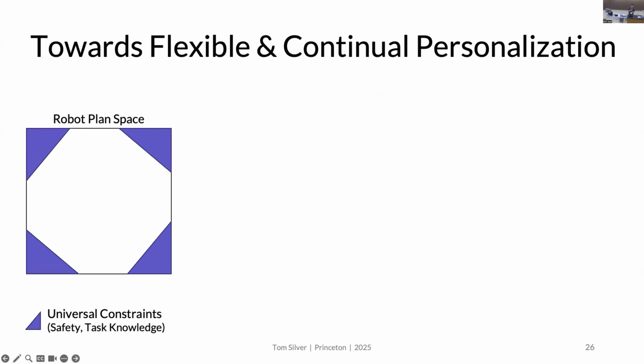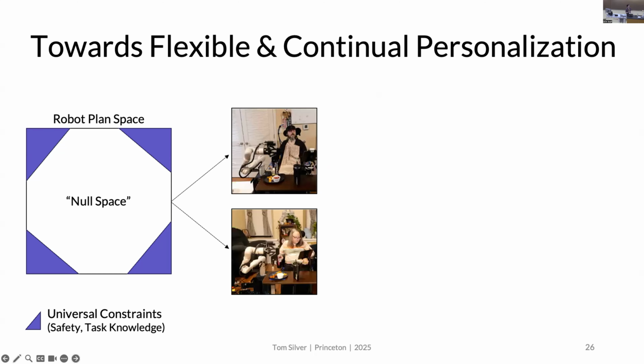So we need to introduce some universal constraints that enforce safety, like don't collide with stuff that you're not supposed to, and task knowledge, like maybe you tell the robot through constraints that if it wants to pick something, here's how it should do that. If it wants to move, here's how it should do that. So these are all sort of universal constraints that should apply to every robot working in every environment. But once we have that, we're left with this sort of null space of plans that satisfy these universal constraints, but are not yet personalized in any way to users.